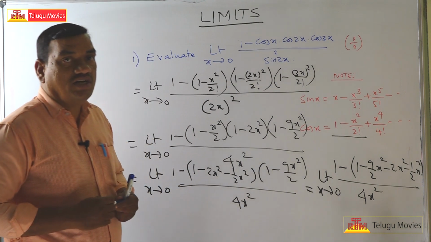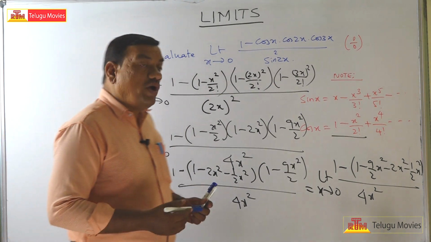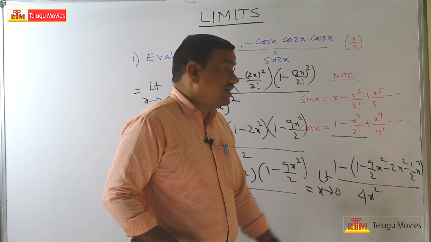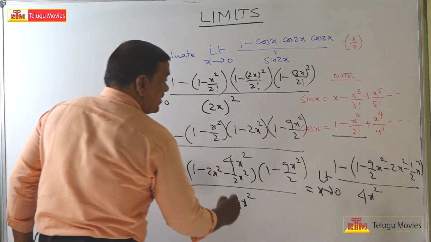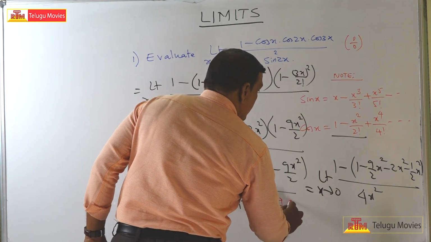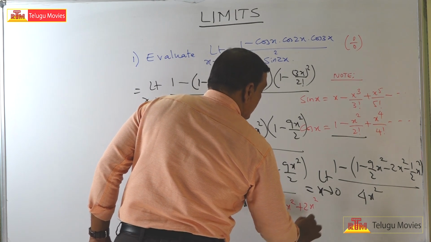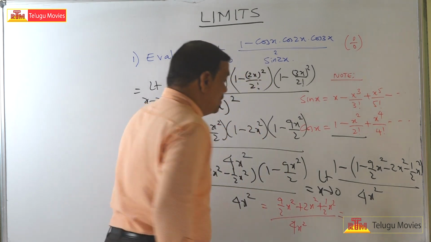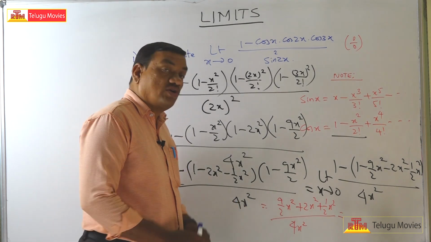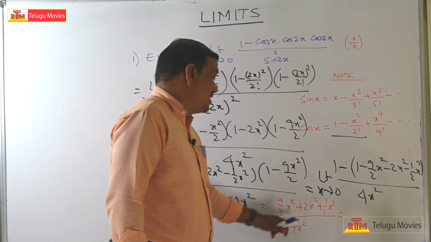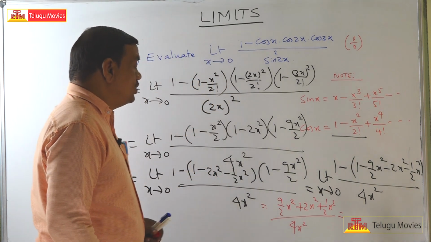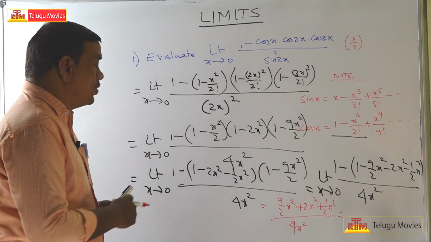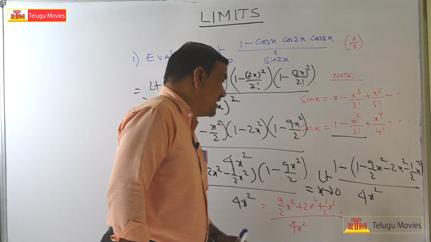Understand this, right? Now plus 1 minus 1 will get cancelled. What are the things that remain there? That is equal to 9 by 2 x square plus 2 x square plus 1 by 2 x square, whole divided by 4 x square. Take the numerator x square and denominator x square, it gets cancelled. So your answer is, if you take LCM 2, in the numerator 9 plus 1, 10.